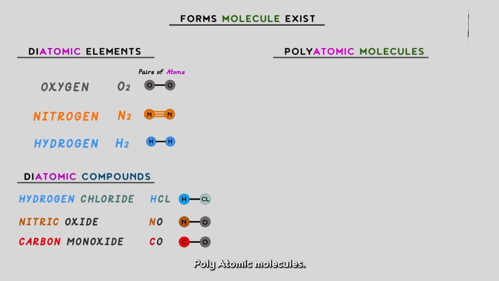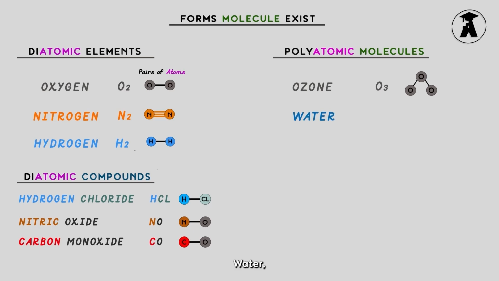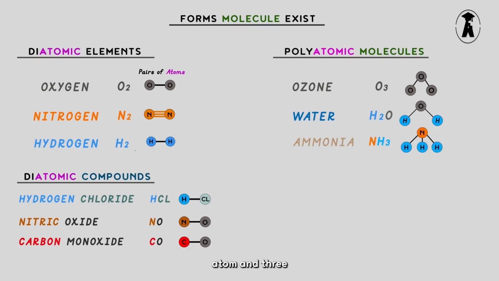Polyatomic molecules. Ozone, which is made of three oxygen atoms. Water, which has two hydrogen atoms and one oxygen atom. Ammonia, which has one nitrogen atom and three hydrogen atoms.